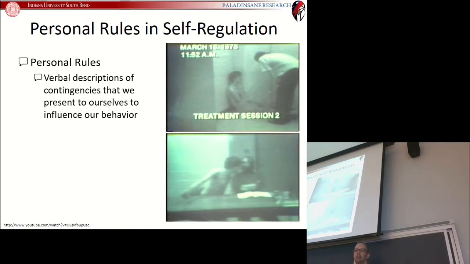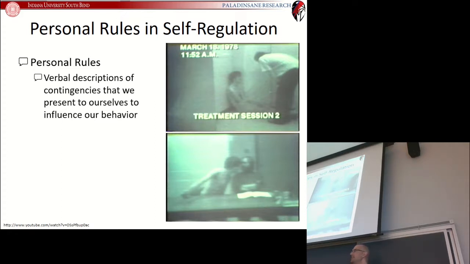So let's say that your goal in the new year is to increase your level of activity, increase your level of fitness. A personal rule, a verbal contingency, would be something like, if I go to the gym and I get fit, then I will buy myself that new wardrobe, right? That's my contingency. That's my personal rule. It is a verbal description of a contingency. If I do this behavior, I will reinforce myself with a new wardrobe.